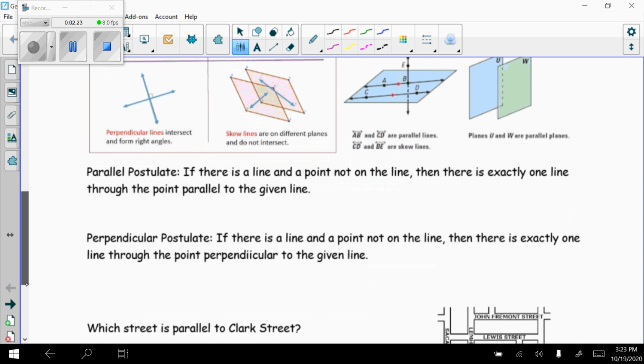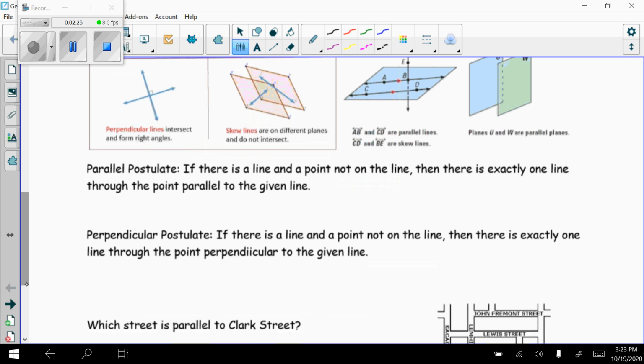Right, so then we've got some postulates. So the first one, the parallel postulate. If there's a line and a point not on the line, then there's exactly one line through the point parallel to the given line. So if there's a line, let's draw a line down here, and we'll label this A and B. And then a point not on that line, so let's say I have point C up here. And there's exactly one line that goes through C that is parallel to AB.